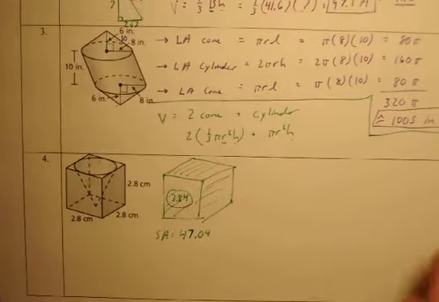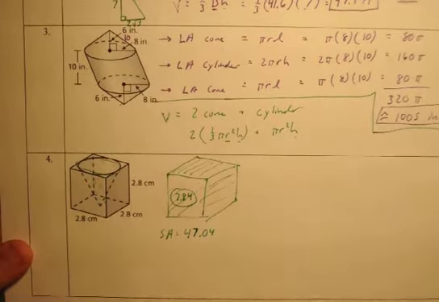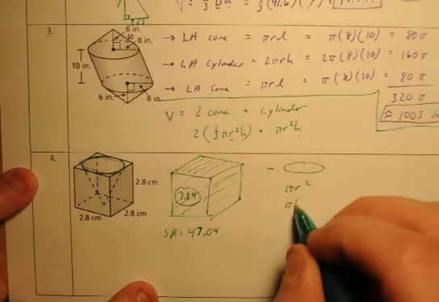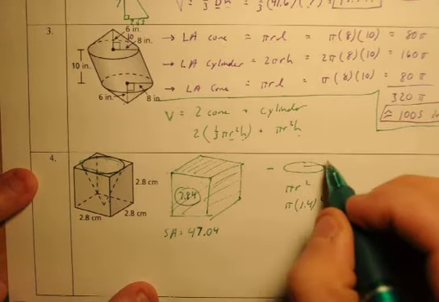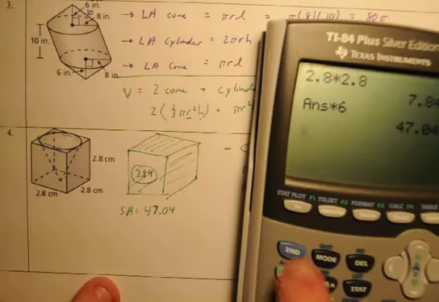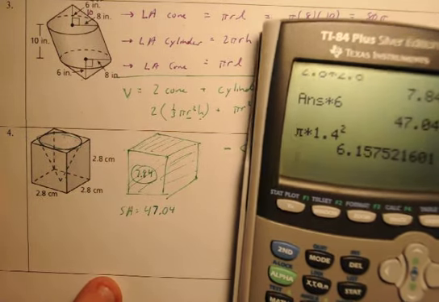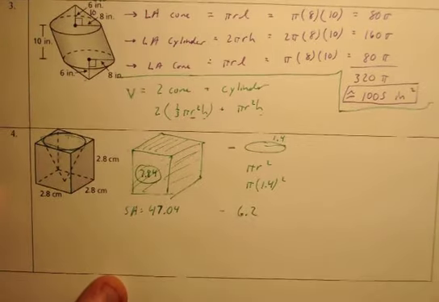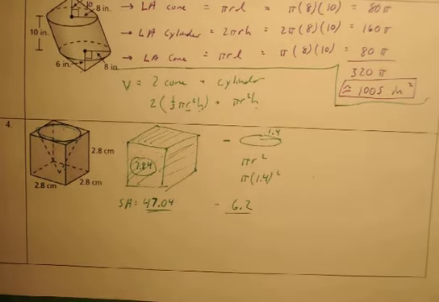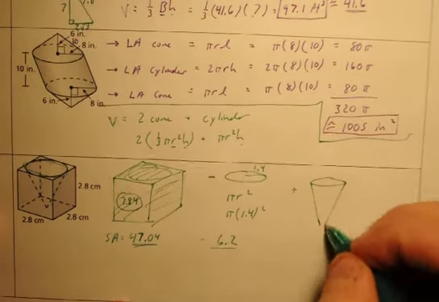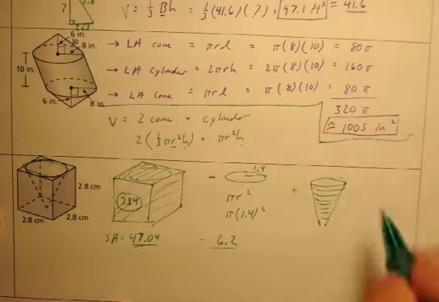Alright. But to get this, we need to cut out a circle from the top of the cube. So we need to cut out a pi r squared. The radius would be 1.4 if that's 2.8. So pi times 1.4 squared is, we need to cut out about 6.2. So we need to take away 6.2. We start with that, then we have to take away 6.2 for the top of the circle, and then we have to add in the cone, but just this part of the cone. We don't want to add the circle back because we just took that out.